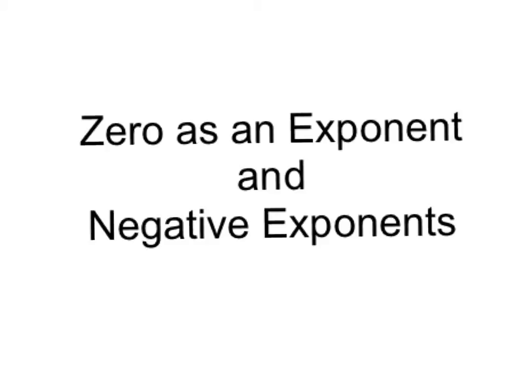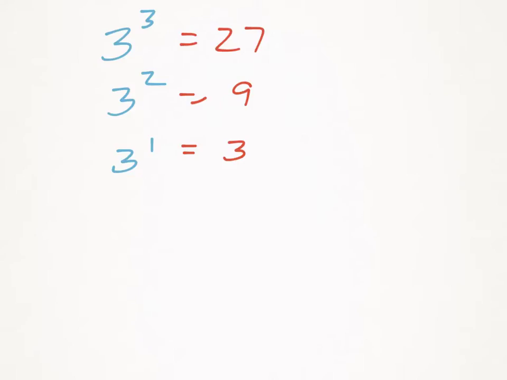This video is on zeros and negative exponents. Remember from our last video we talked about exponents. In this example we have a base 3 and an exponent 3. When we evaluate that, it would be 3 times 3 times 3, which equals 27. As we continue down, we have 3, the base, exponent 2, so 3 to the second power equals 9, and 3 to the first power equals 3.